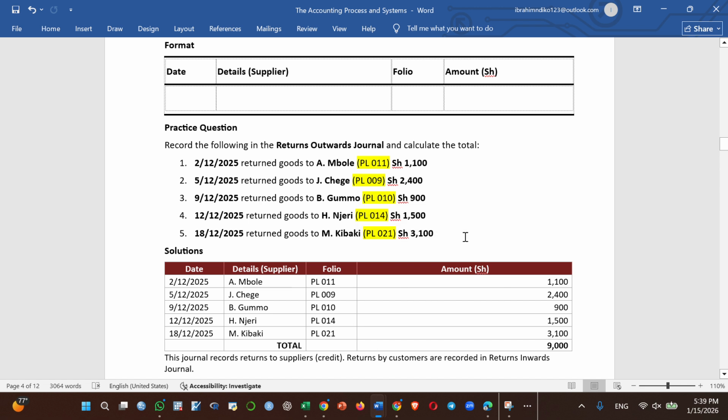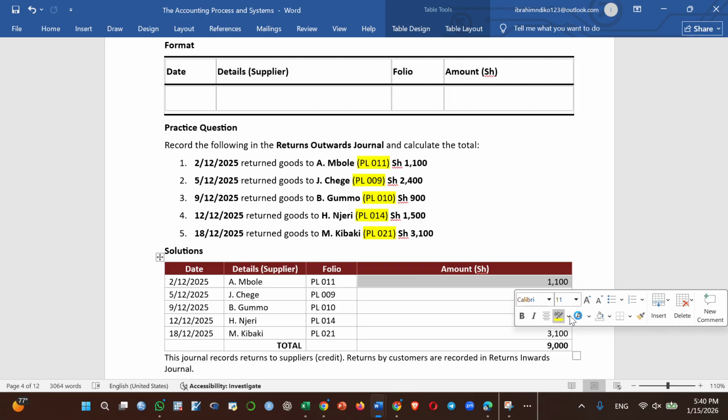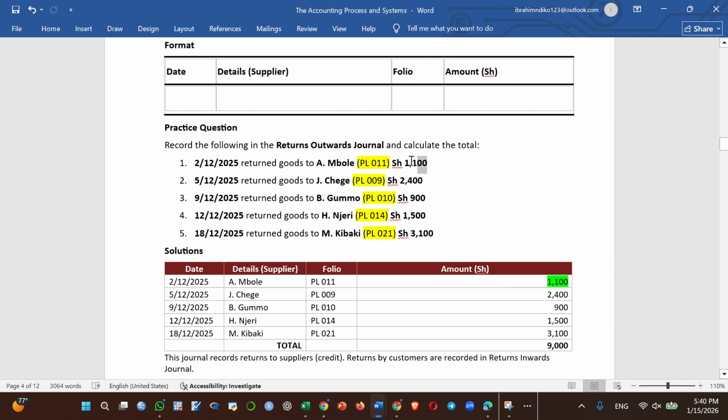Let's see the first date from our table here, so that we see if we have recorded the correct item. Number one is the 2nd of December. Ambole, that's our supplier. The folio number is PL11. Then you record the amount. You can see it here, 1,100.